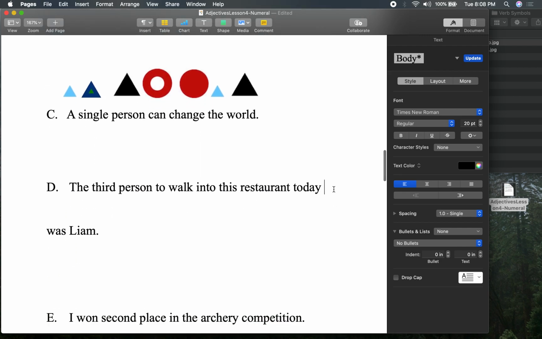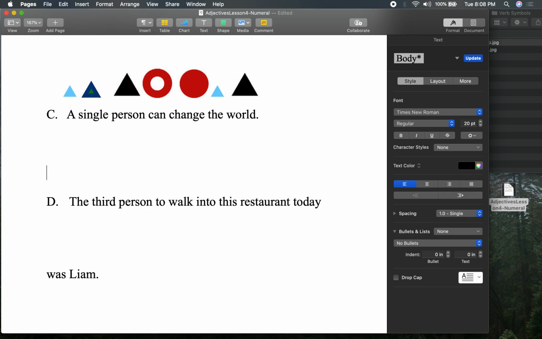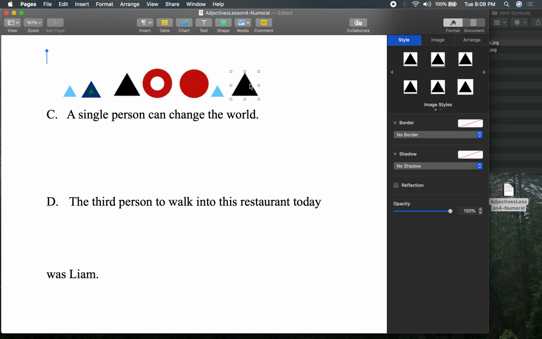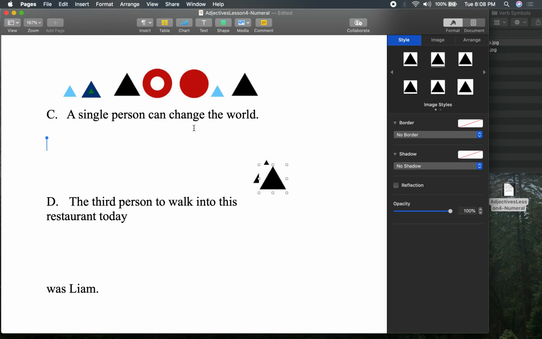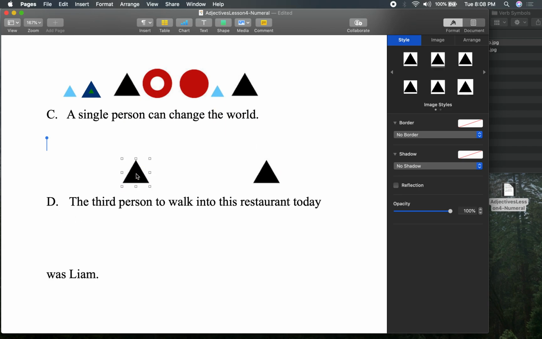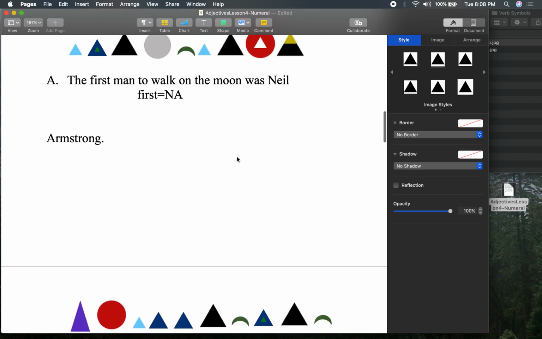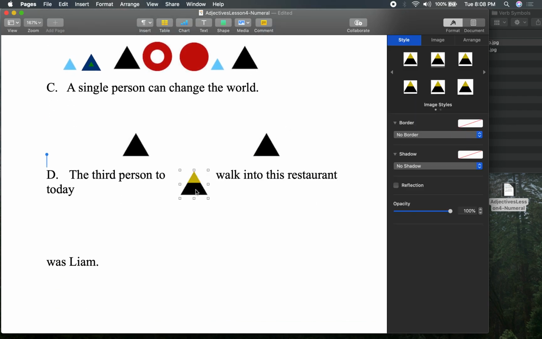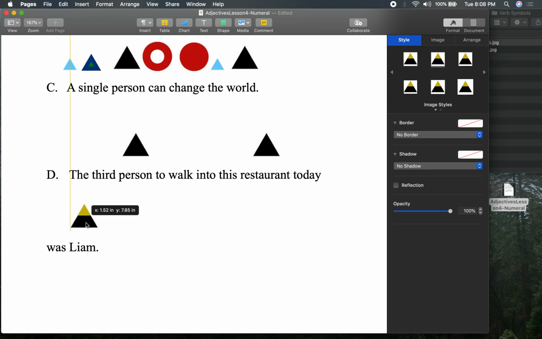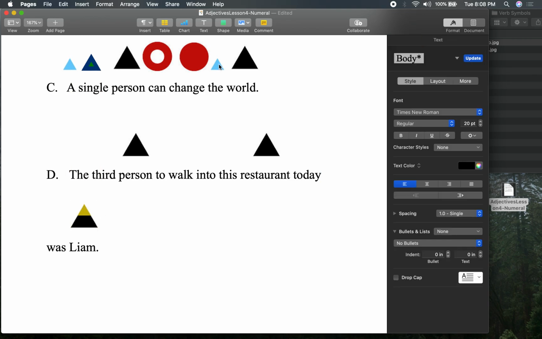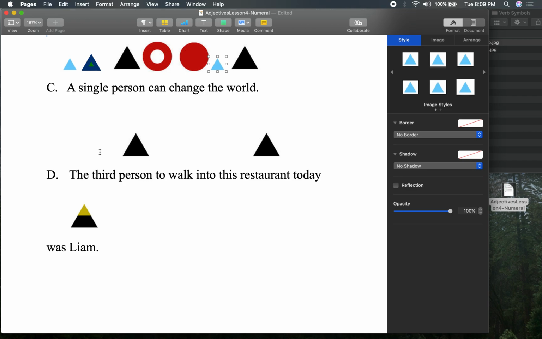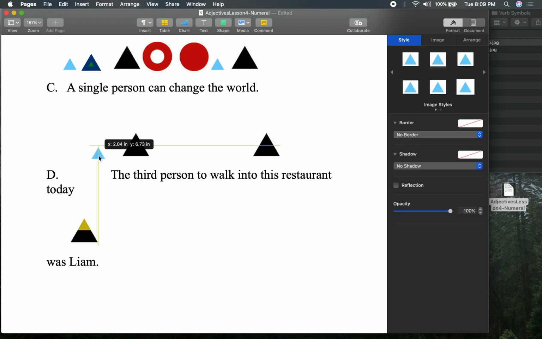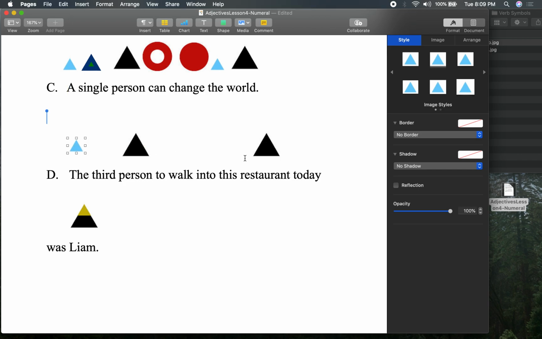All right, the third person to walk in this restaurant today was Liam. All right, so let's find our verbs. Or I'm sorry, nouns. Okay. Person, restaurant. What about Liam? Liam is a noun, but it is a specific noun, which means it's a proper noun. So Liam, here you go, buddy. That's for you. Let's go find any pronouns here. No. Let's do our articles then. I always like doing nouns and pronouns and verbs first.